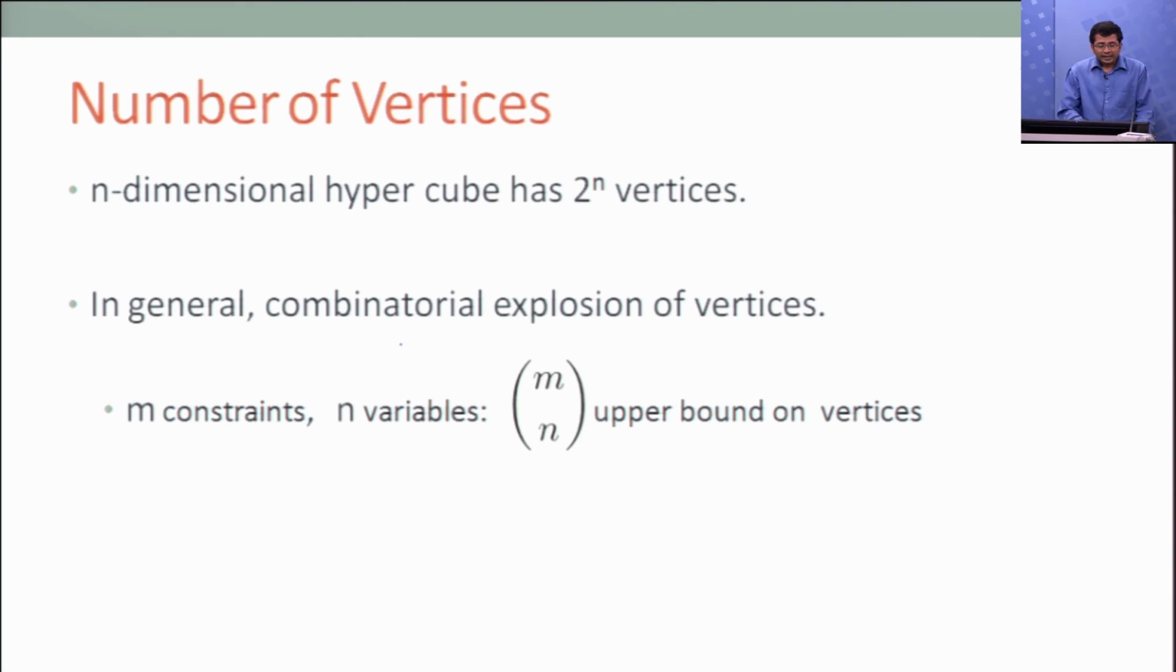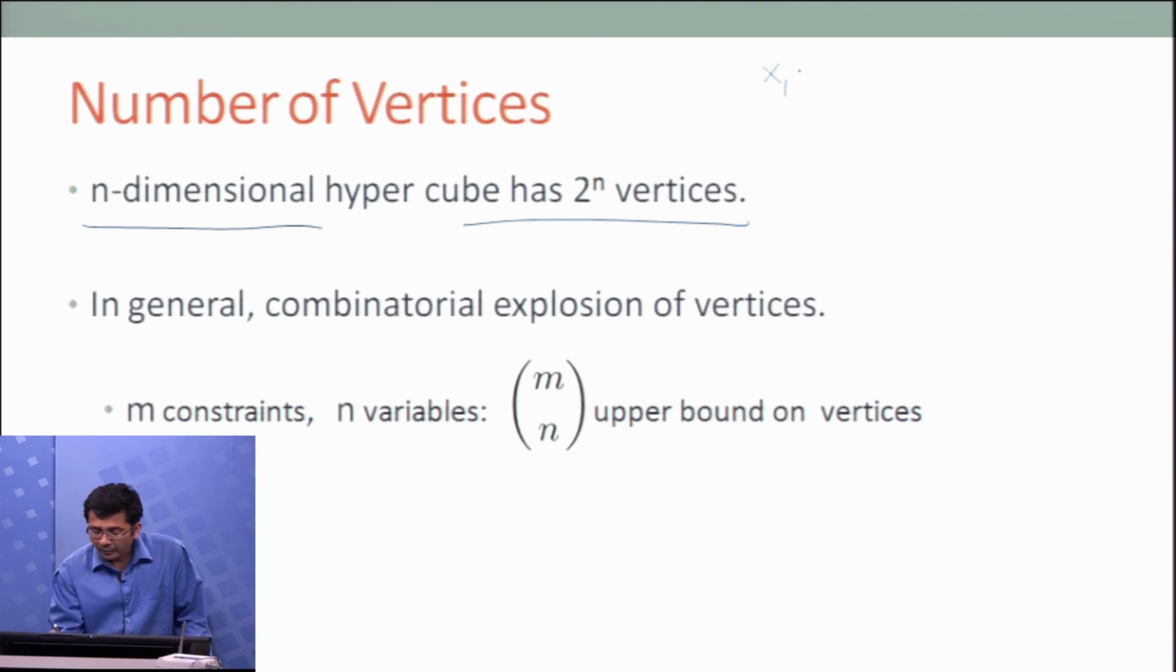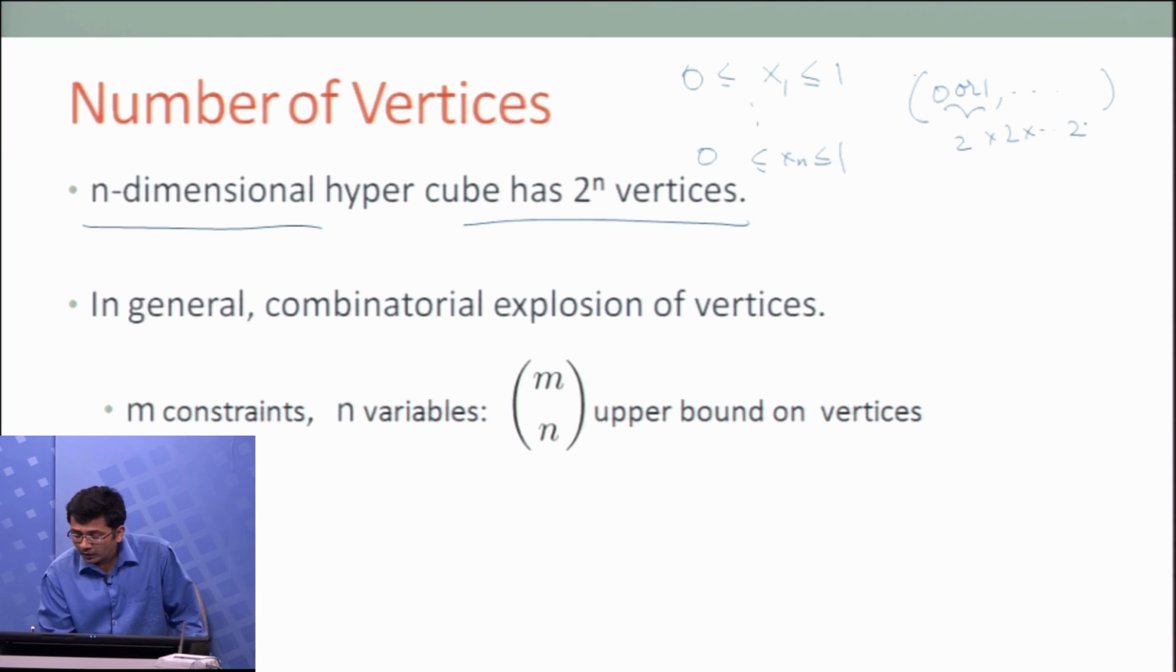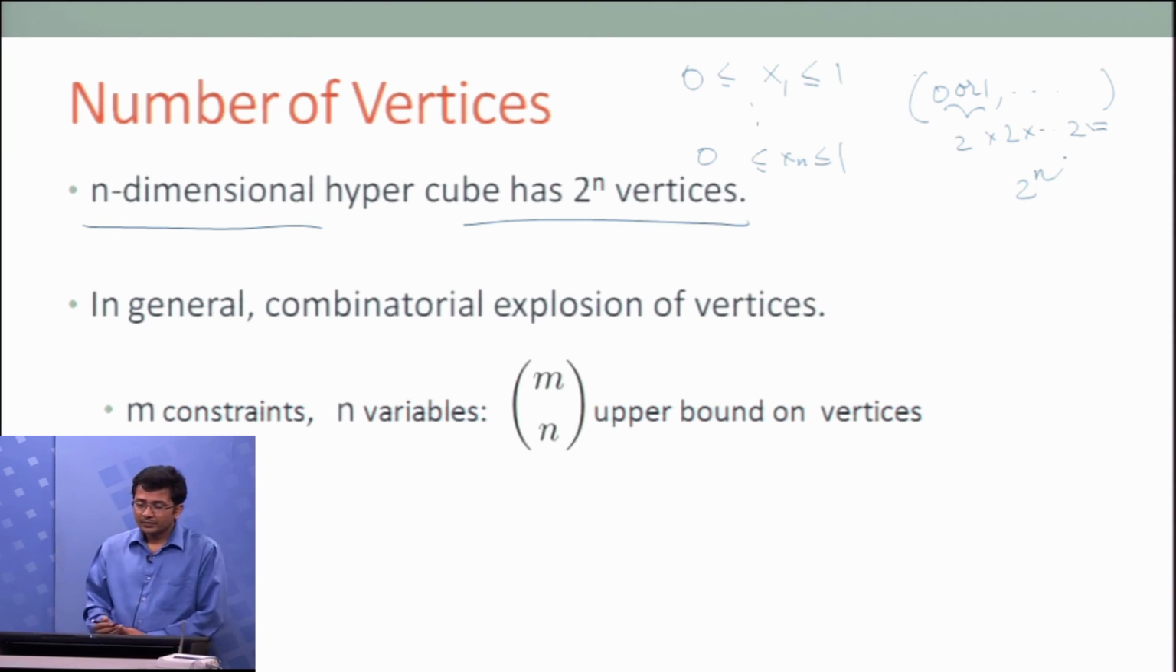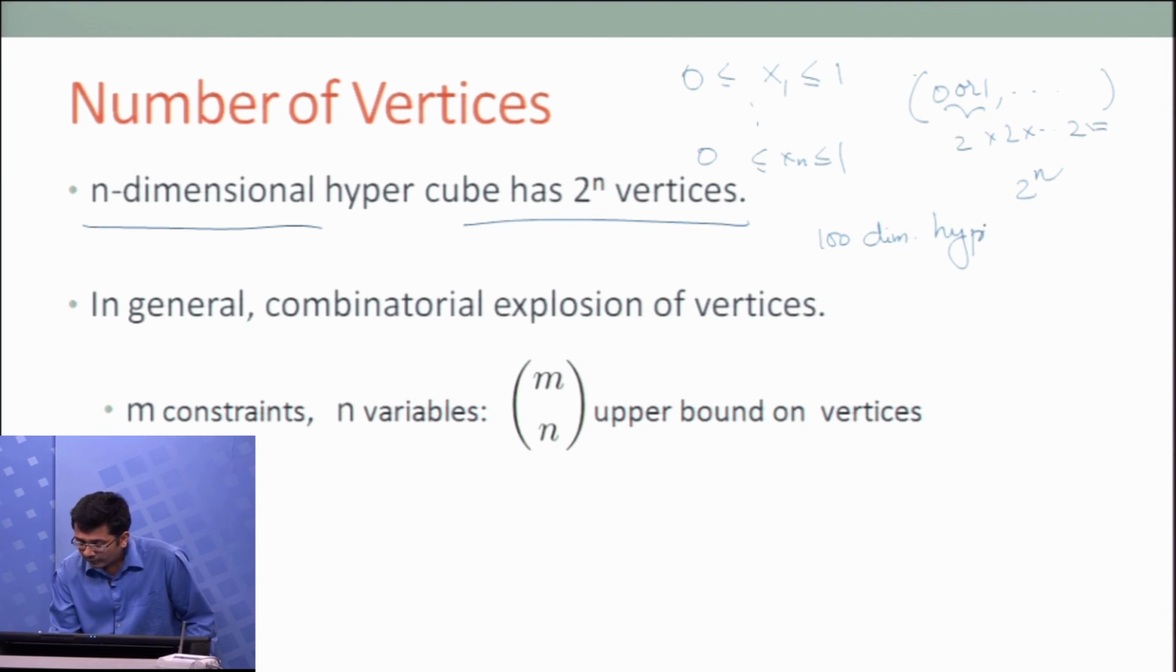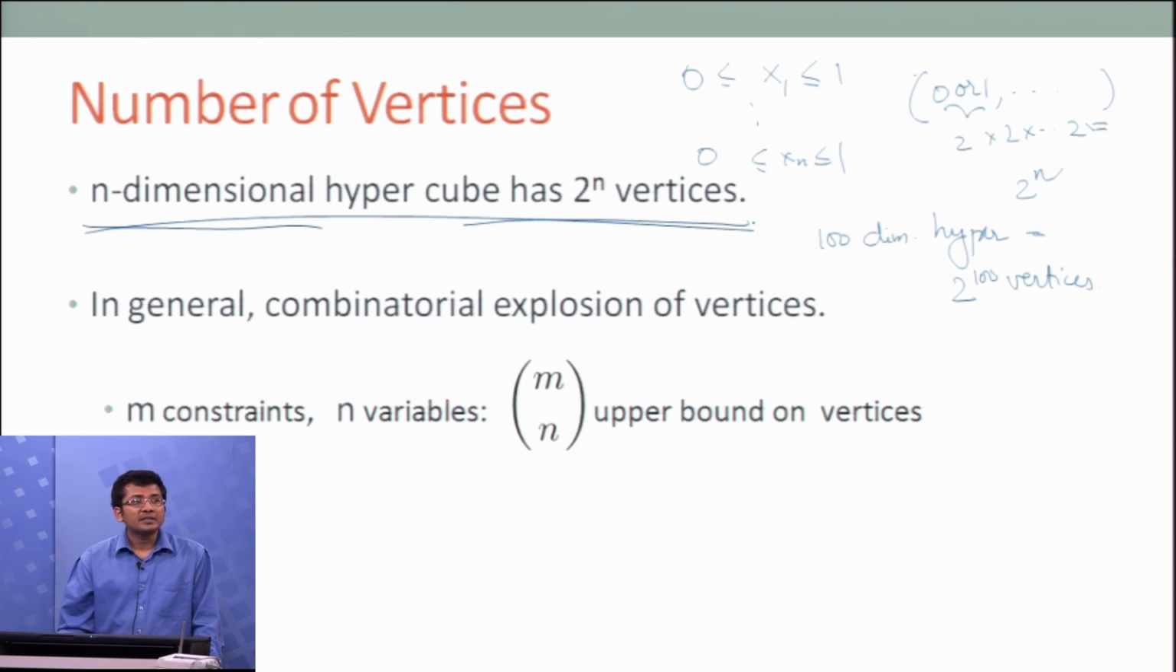So the n-dimensional hypercube, as we know, has 2 to the n vertices. Take the hypercube formed by the constraints 0 less than or equal to x1 less than or equal to 1, through 0 less than or equal to xn less than or equal to 1. Every vertex is either a 0 or a 1, and it has n such coordinates. So you have 2 times 2 times 2, which is 2 to the n choices of vertices. Therefore, a 100-dimensional hypercube has 2 to the 100 vertices. That's a humongous, astronomical number of vertices. So we see that polyhedra can have a large number of vertices.